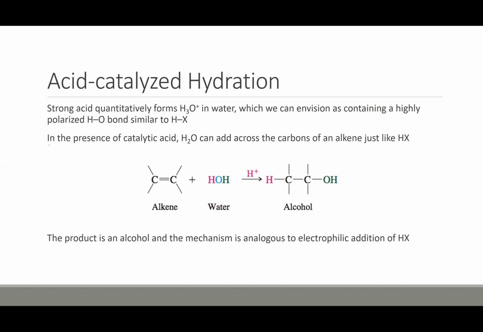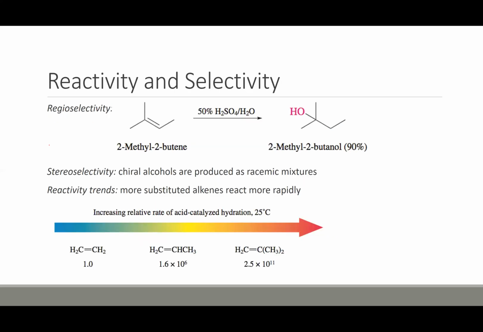Here, we're instead adding a hydrogen and an OH across a double bond to form an alcohol. So we start with a double bond, an alkene, and end with an alcohol. Again, this is very similar to the addition type we just talked about, the HX addition. It follows the same rules. The reactivity and selectivity are the same.